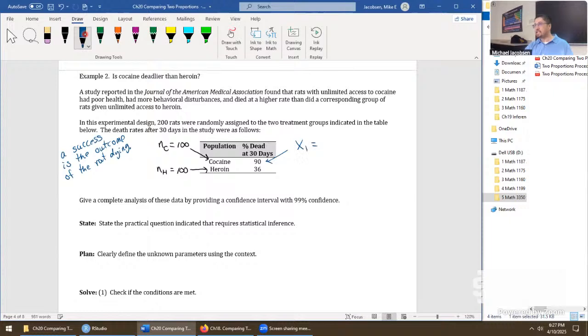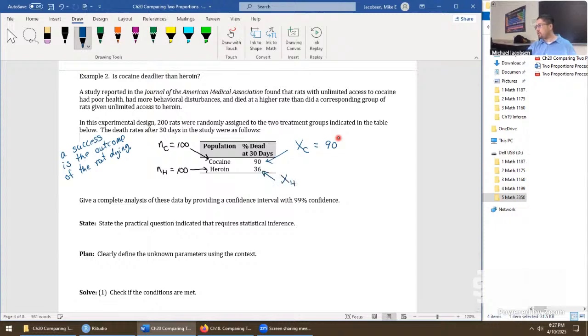So X1 is a success for the first group, but I'm forgetting here, we're going with more descriptive subscripts. X sub C is the number of successes in the cocaine group. It's kind of nice that they split it in 100 and 100, so that even if they give us percentages, those are just literal counts. We can just say 90 successes here.